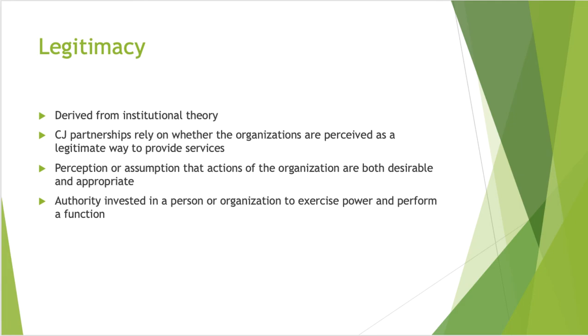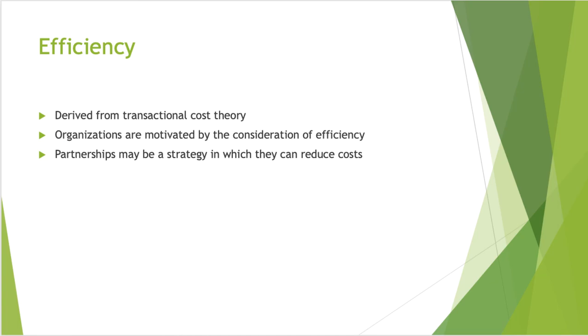So the next one is legitimacy, and we talked about this a couple lectures ago, but we're going to further it here some. This part of Oliver's contingencies is derived from institutional theory, like we talked about earlier. Criminal justice partnerships are going to rely on whether organizations are perceived as legitimate to provide services. So they want to have and keep legitimacy and authority. It's a perception or assumption that the actions of an organization are desirable and appropriate. They're looking for the authority to stay invested in a person or organization in order to exercise power and perform a function. So that is basically what legitimacy means in this context.